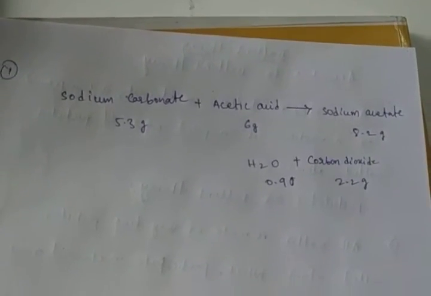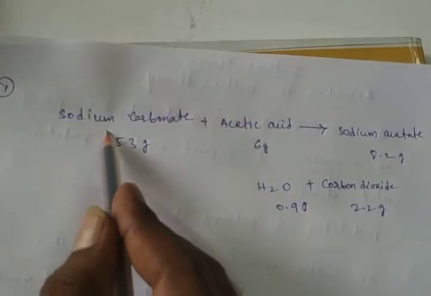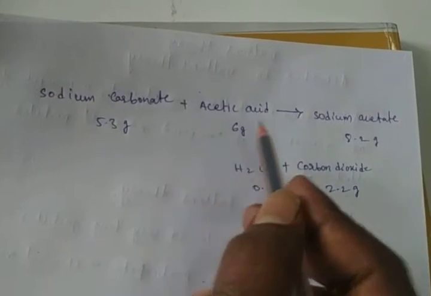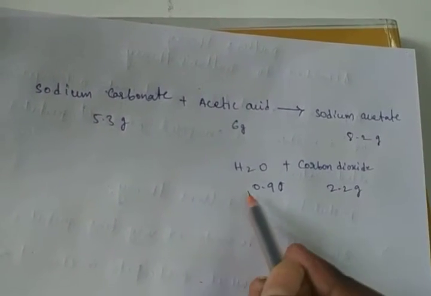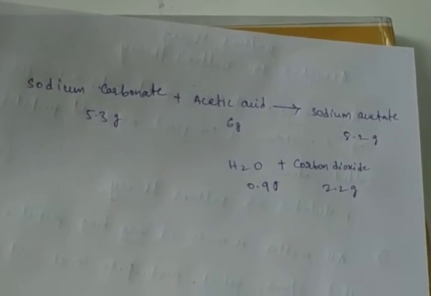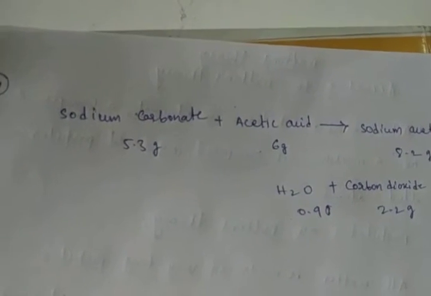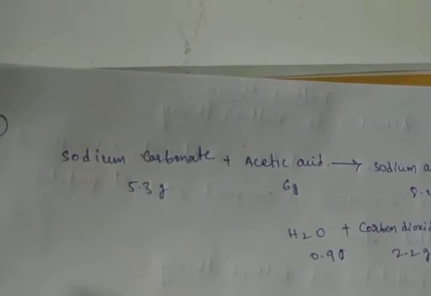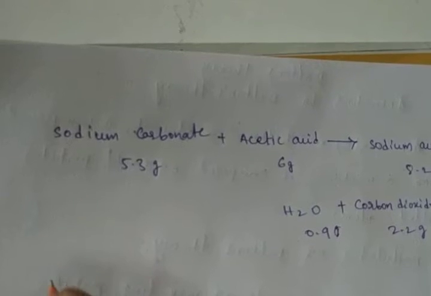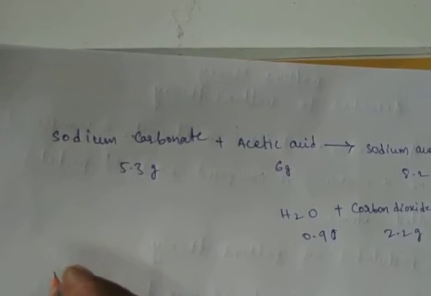In the reaction, sodium carbonate is reacted with acetic acid to form sodium acetate, water and carbon dioxide. Okay, first we have to find out the mass of the reactants. Here, what are the reactants? Sodium carbonate and acetic acid both are reactants.